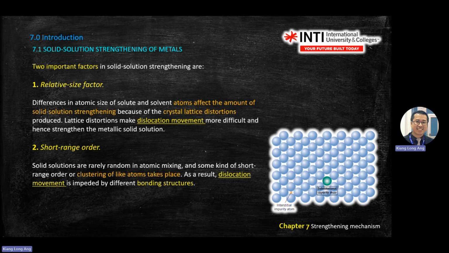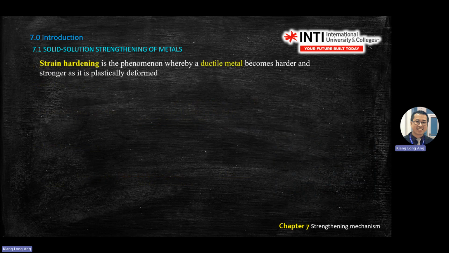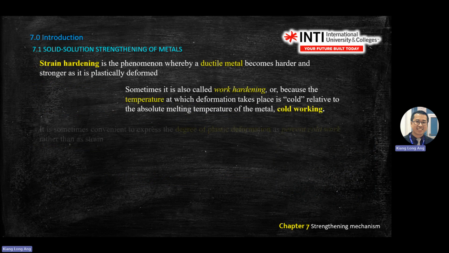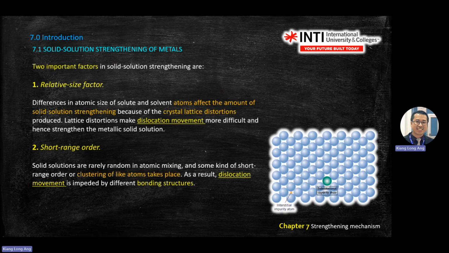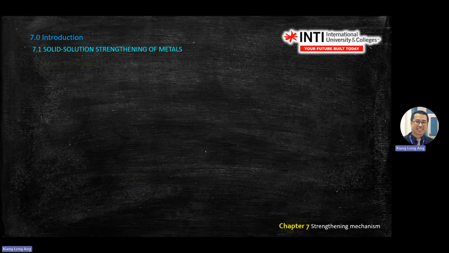Okay. Right. So there are two factors. One is relative size. The other one is the short range order. Just now, before this, is more on the molecular dimension. Means we add in impurity. That is the first method lah. Impurity you add in.